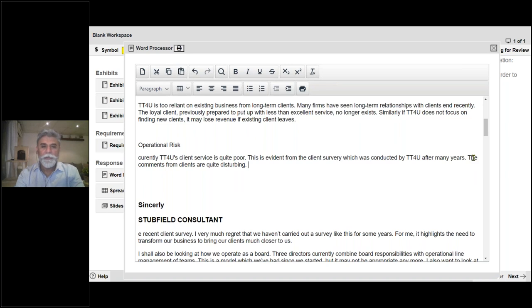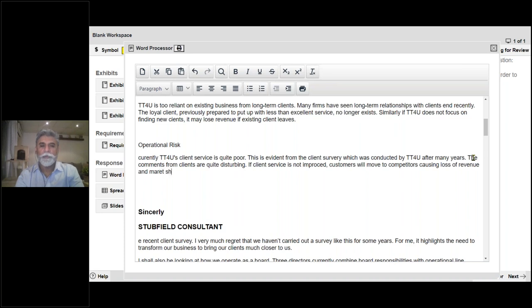What's wrong? What's the impact? If client service is not improved, then what happens? Customers will move to competitors, causing loss of revenue and market share for TT. Just read it. Currently, TT4U client service is quite poor. This is evident from the client survey which was conducted.